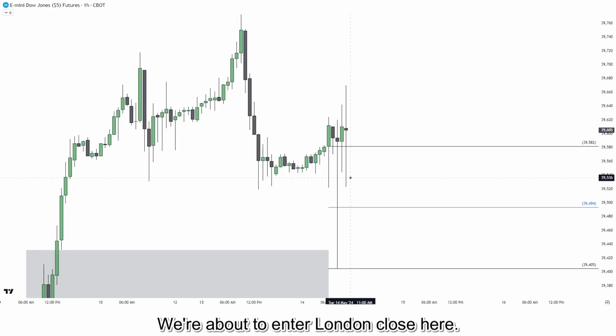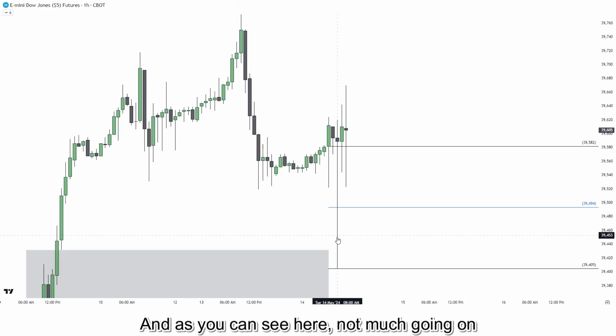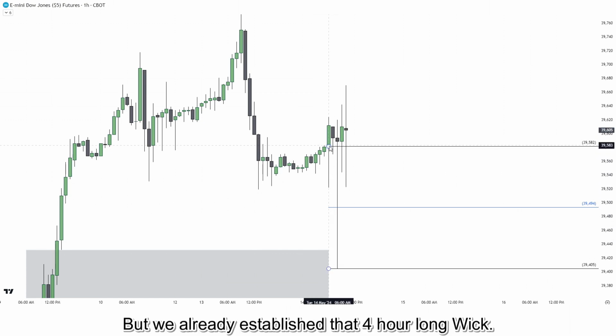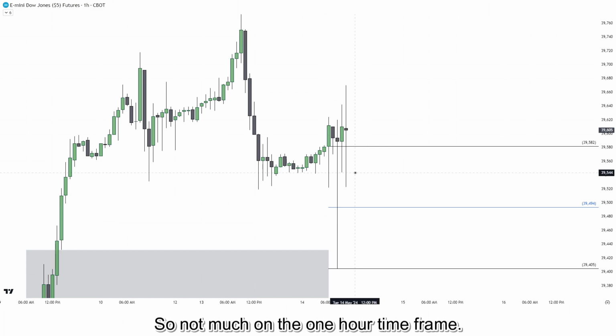We're about to enter London close here, and as you can see, not much going on apart from this 1-hour long wick, but we already established that 4-hour long wick, so not much on the 1-hour time frame. Let's go down to a 15-minute time frame and see what happens.